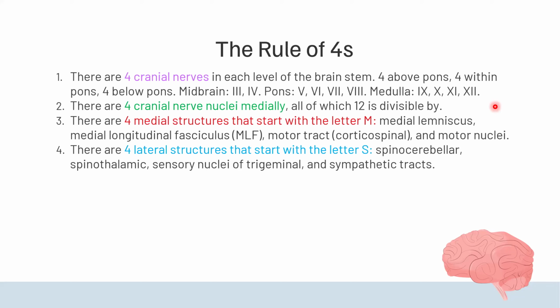So let's review this very, very quickly. We have 4 cranial nerves within each brainstem level. So we have 3 and 4 within the midbrain. We have 5, 6, 7, and 8 within the pons, 9, 10, 11, and 12 within the medulla. Then we have 4 cranial nerves medially, all of which 12 is divisible by. So 3, 4, 6, and 12. We have 4 medial structures that start with the letter M: medial lemniscus, medial longitudinal fasciculus, motor corticospinal tract, and the motor nuclei. Then we have 4 lateral structures that start with the letter S: spinocerebellar, spinothalamic, sensory nucleus of trigeminal, and these sympathetic tracts. Is that clear?